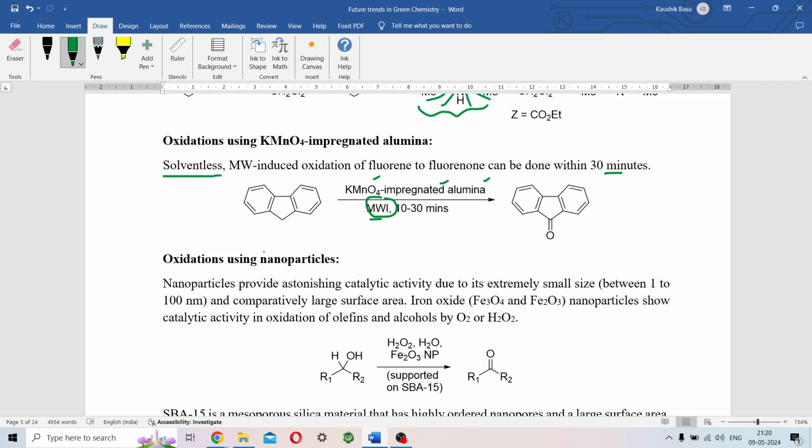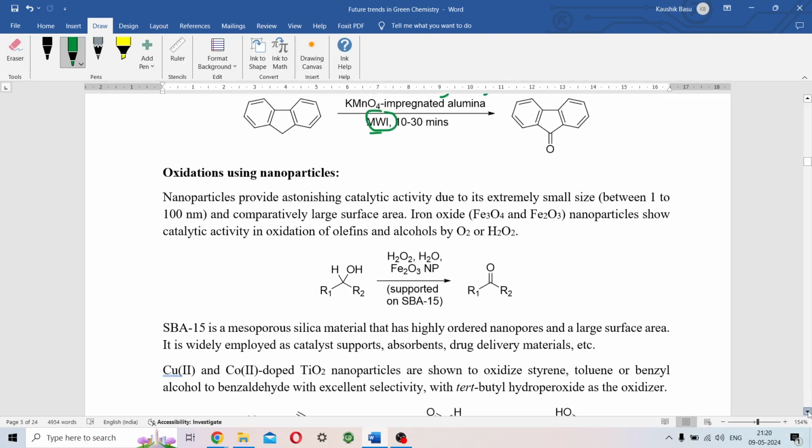So that's a plus point because solvents may create environmental problems because of their volatility, because of their flammability, because of their disposal problems. So in some aspects this is not a very green synthesis, but in other aspects this satisfies at least a couple of principles of green chemistry.